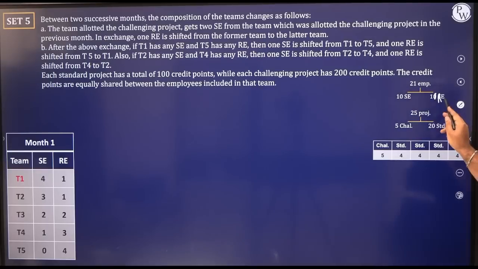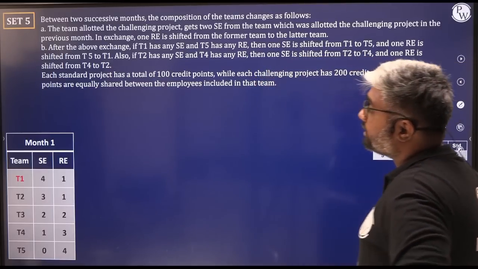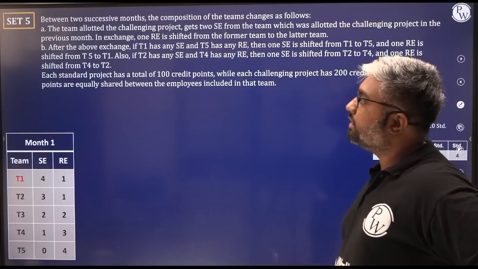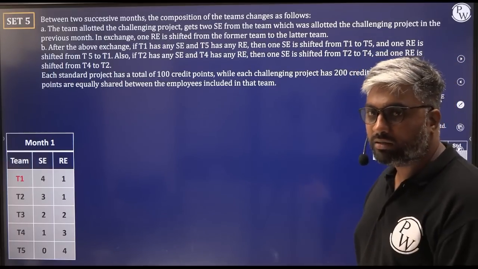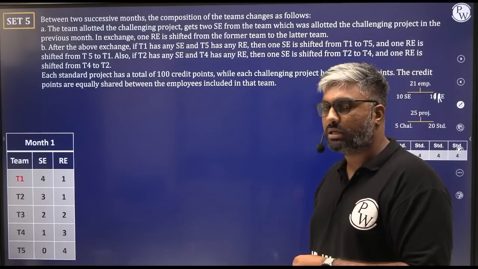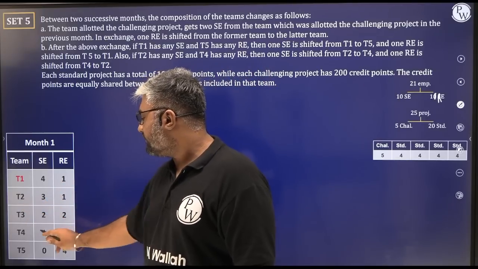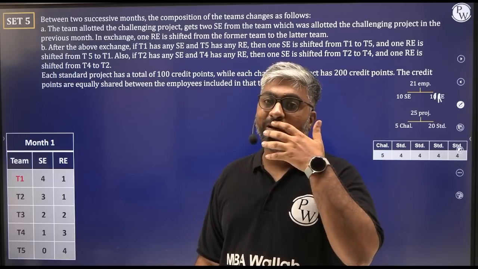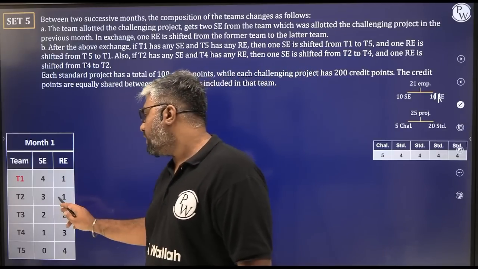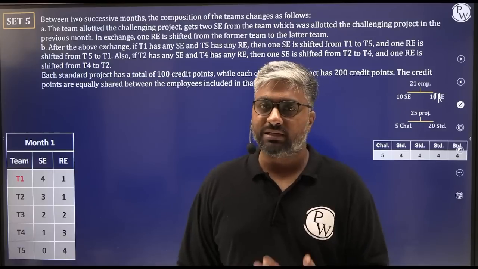Okay, I made one mistake here, forgot to change this, but it's fine. We don't have to keep looking at this anymore once we figured out what is what. Now the next bit is talking about how the composition of teams keeps changing, right? Month on month, because the challenging project will go to another team. So if the first month has 5 here, the second month will have 5, the third month 5, the fourth month 5, and the fifth month 5. So we have to see how that one extra employee is coming in every month. How does that happen? There is a process behind it.